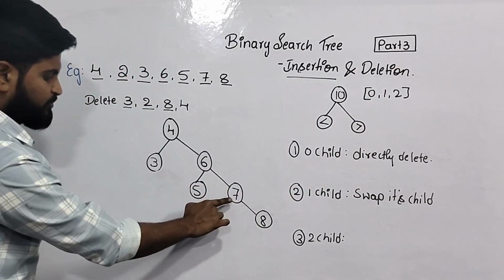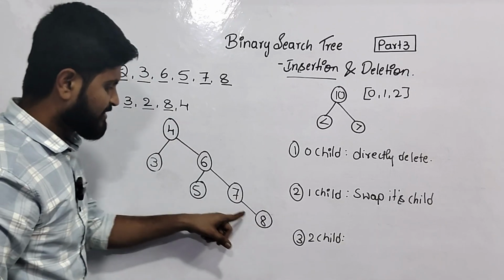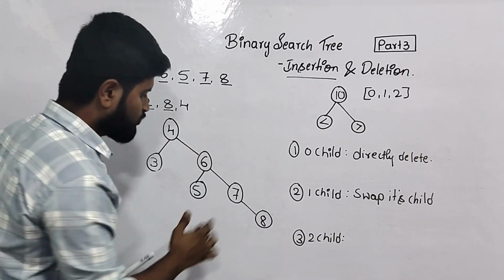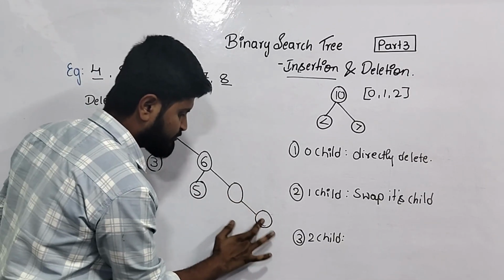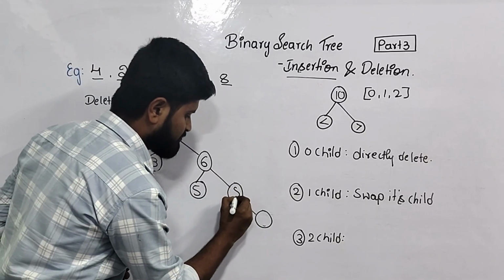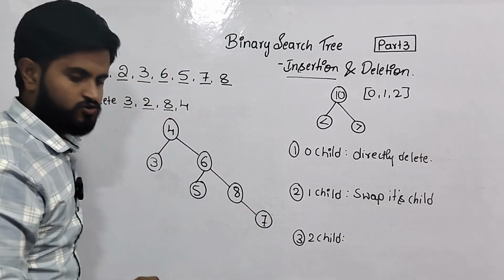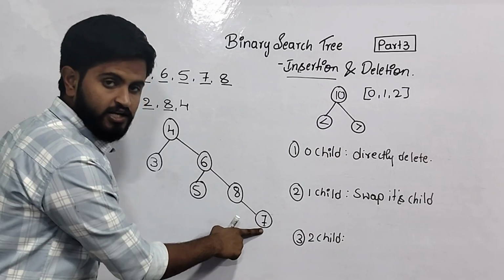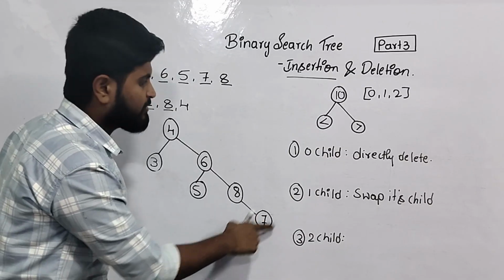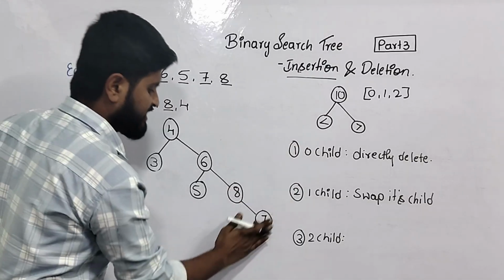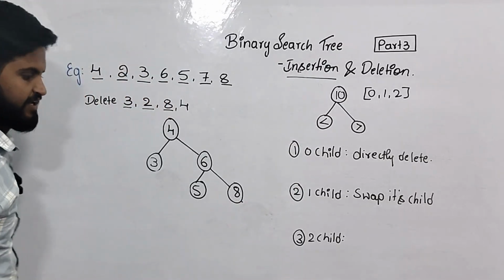So I will give another example. For example, 7. 7 is having one child, that is 8. So how to delete 7? Just swap with its child. 8 will come here, 7 will go here. So if you see, I wanted to delete 7. 7 has now become the 0 child node. So you can directly delete 7.